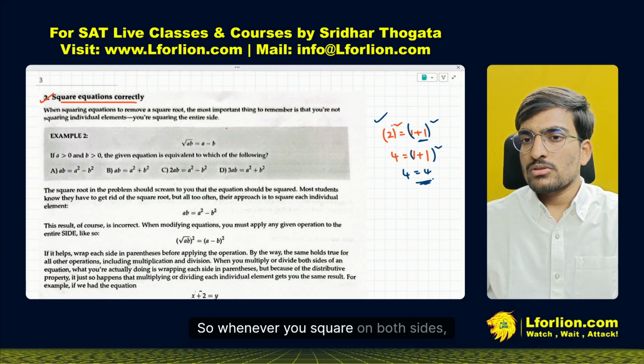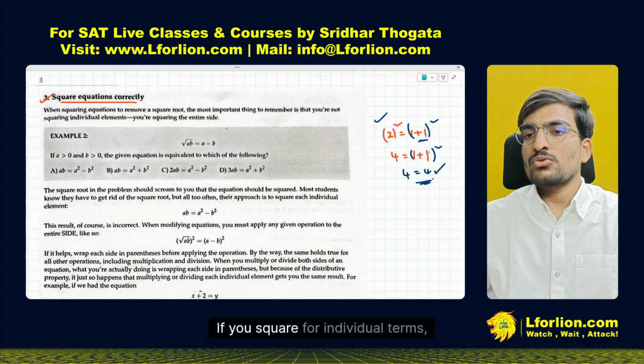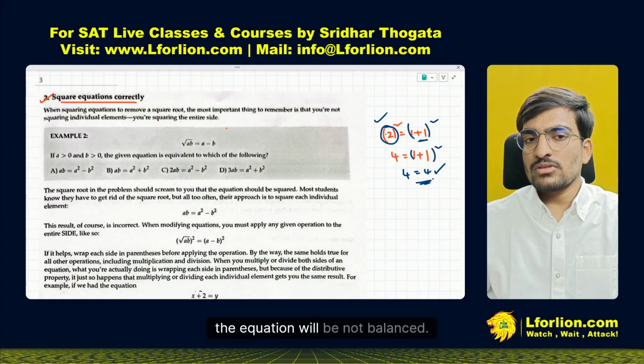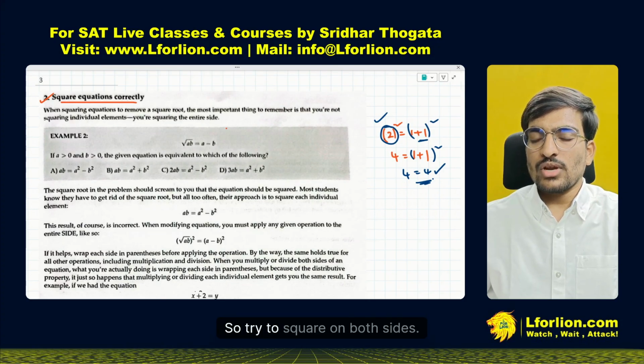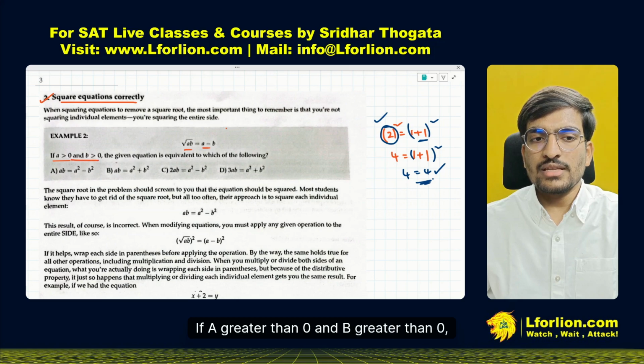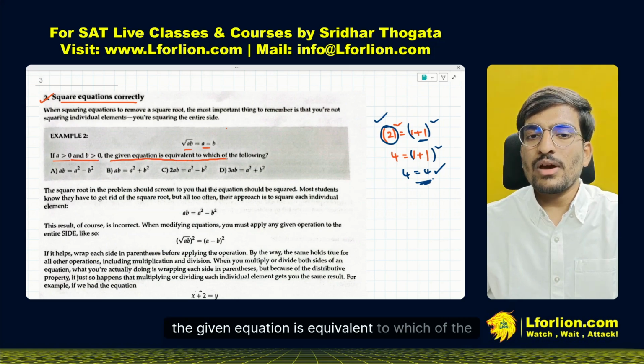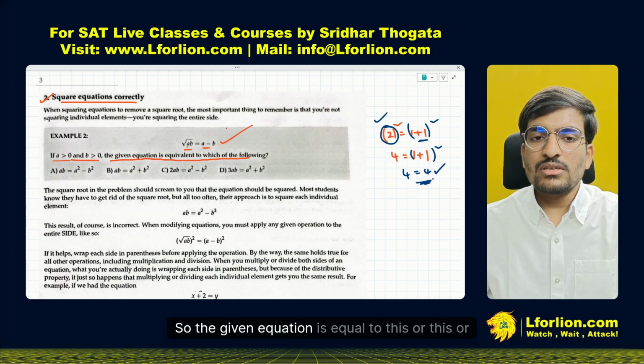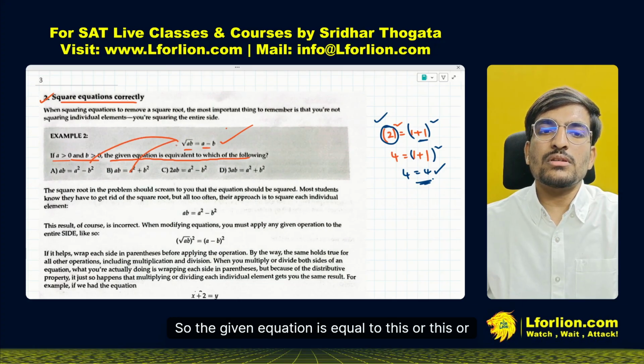So whenever you square on both sides, the equation will be balanced. If you square individual terms, the equation will not be balanced. So try to square on both sides. Here they gave a question: root AB equals A minus B. If A is greater than 0 and B is greater than 0, the given equation is equivalent to which of the following? So the given equation is equal to this or this or this or this.